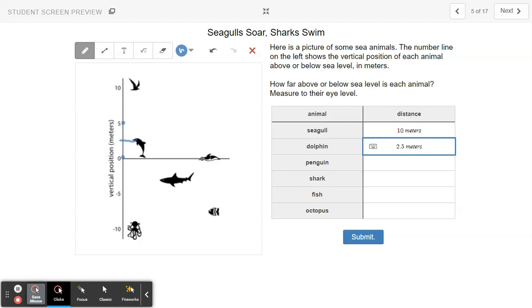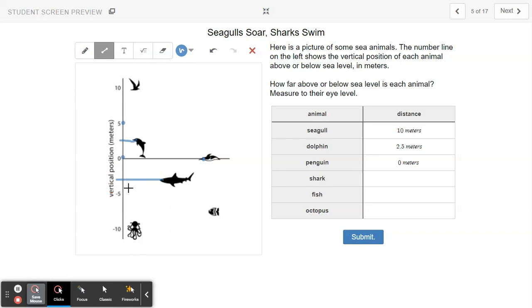Okay. Here's our penguin. The penguin is actually at sea level, right? So how far from sea level is it? It's 0 meters from sea level. Okay. The shark. Here's our shark. Sometimes it's probably better to draw a line. So I draw a line from the shark's eye over.